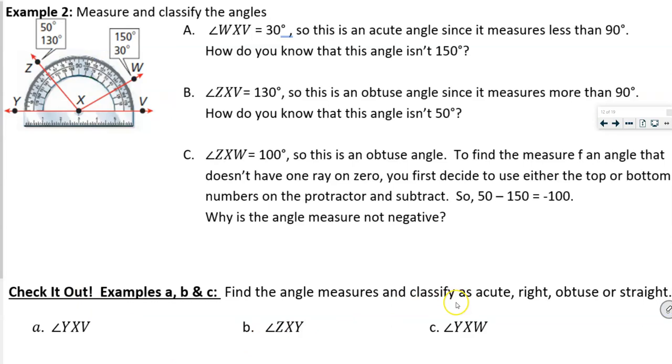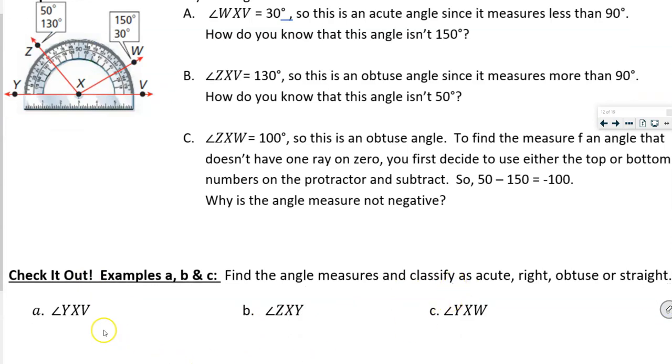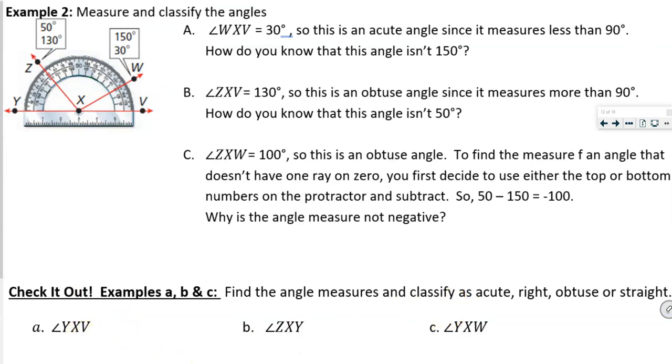Find the angle, measure, and classify: acute, right, obtuse, or straight. So YXV. Oh, so that's 180 degrees. So this is a straight angle.